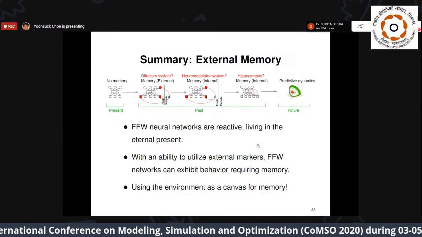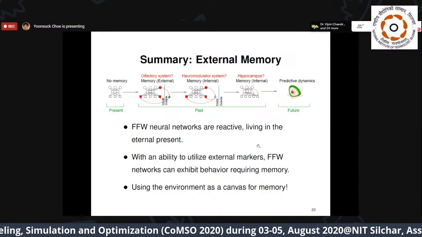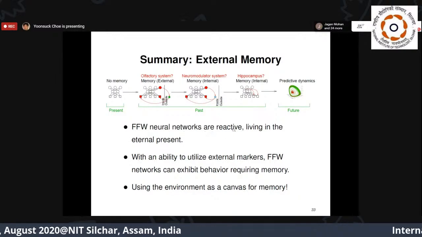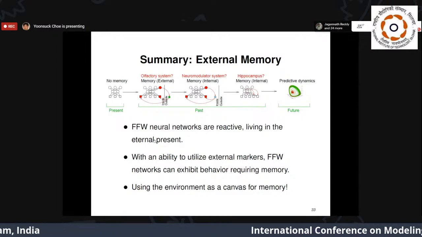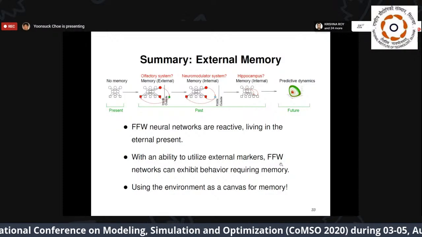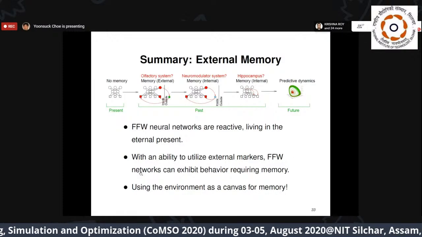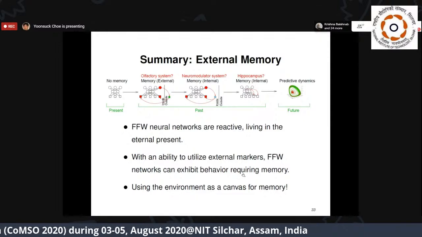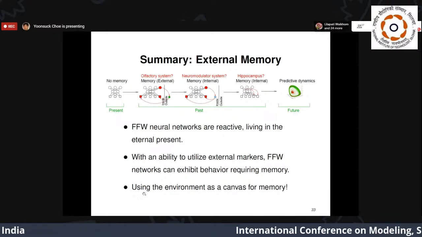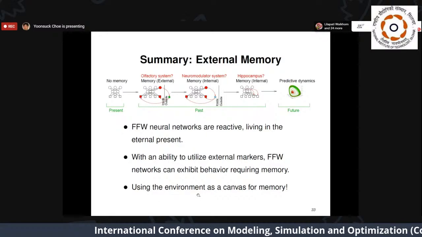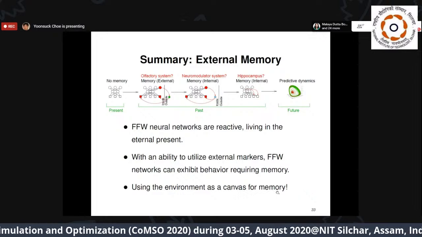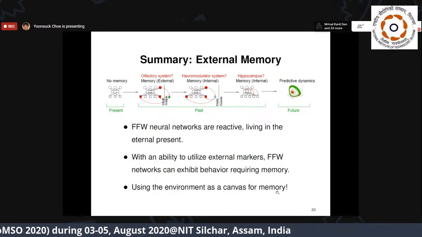So, summary of the second topic about external marker use. Feedforward neural networks are reactive. They live in the eternal present. They don't have any memory of the past, but with an ability to utilize these external markers, even with this feedforward topology, these networks can exhibit behavior requiring memory. And there's an interesting aspect of this that is using the environment directly as a canvas for memory. So there's no internal memory of any sort. It's using the environment itself as memory.